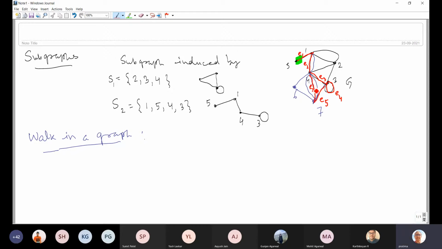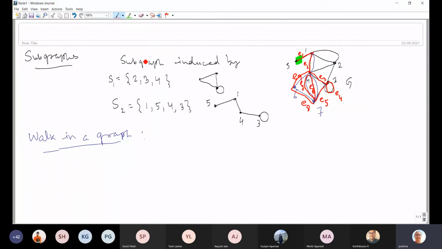Okay, and sorry, E6. This is E6. Then again, I came back to this vertex 7 again. So this is my, say, E7. From E7, I went like this, E8, and this is, say, E9. This is only one edge. Okay, like this. Suppose I have come here up to E9.